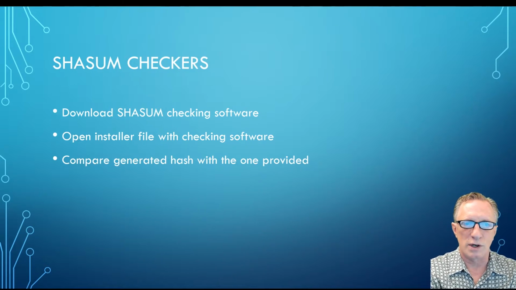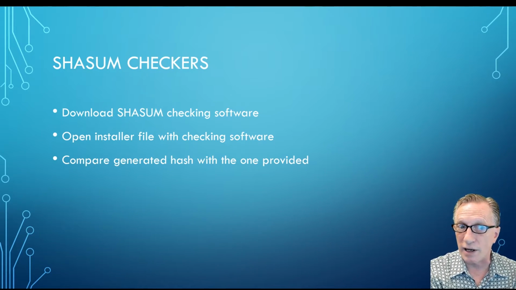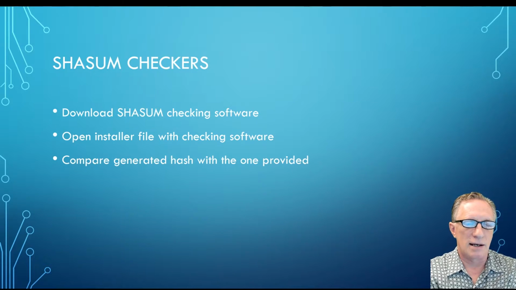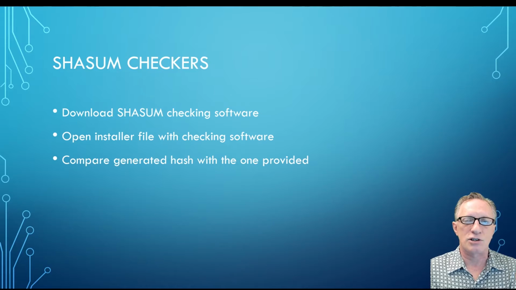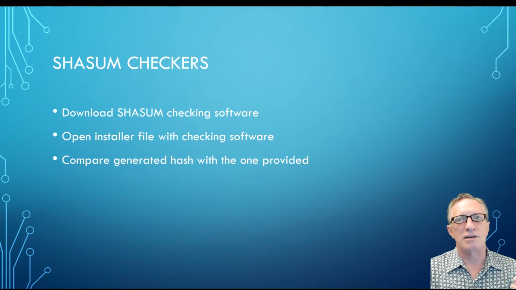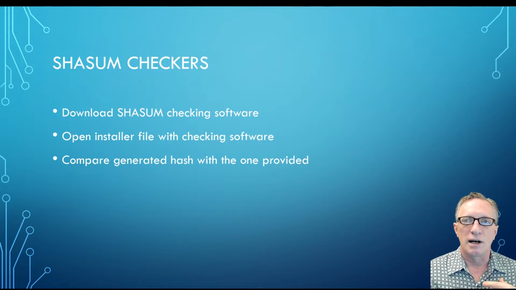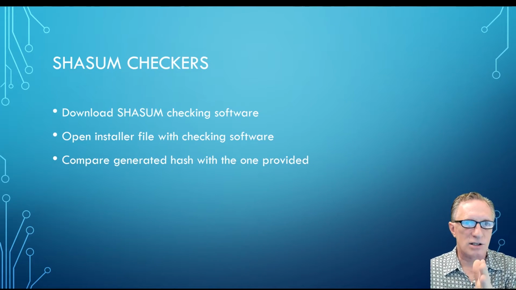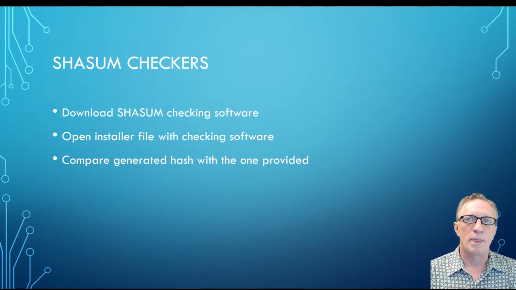What you need to do is download the SHASUM checking software. You open an installer file with the checking software, and once you open it with the SHASUM checker, it generates a hash. It generates several types of hashes. Then you compare that hash to the one that's been provided on the website. The website will have an installer, and then a cryptographic hash next to it, and that's the one you're going to compare your generated hash to. I'm going to take you through this.